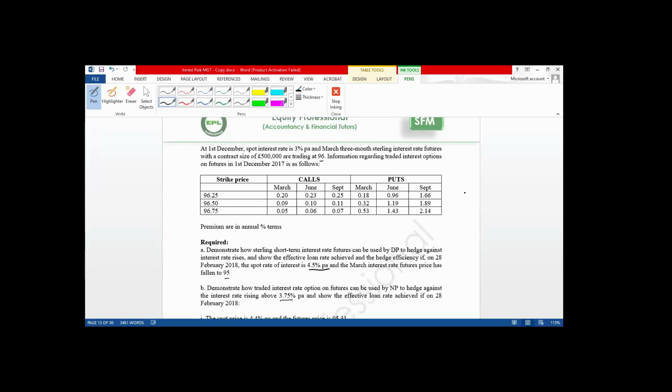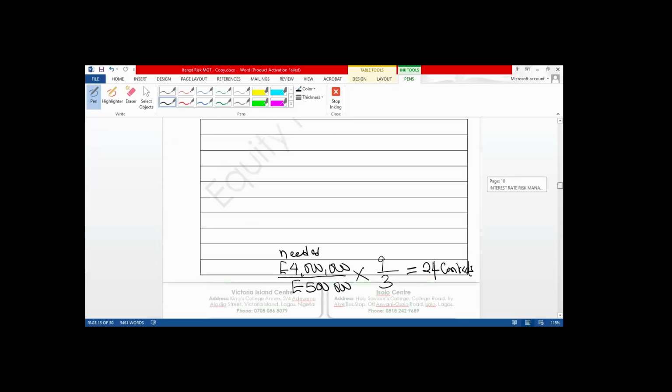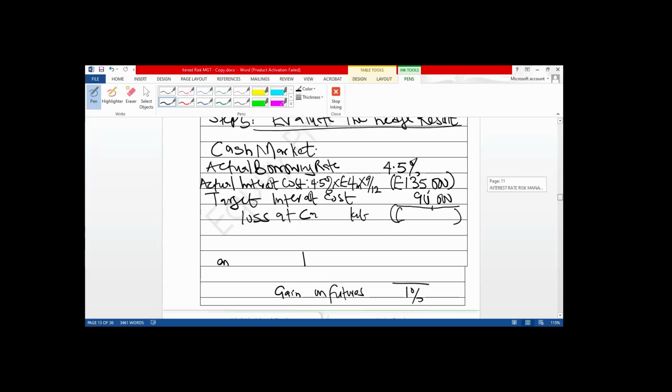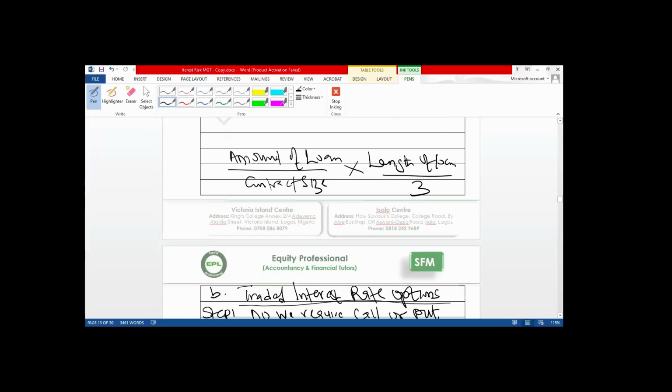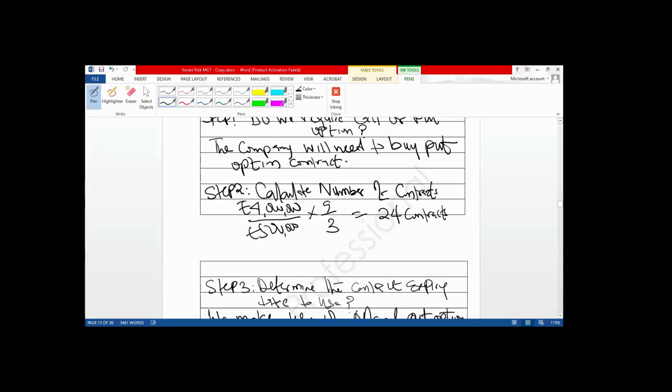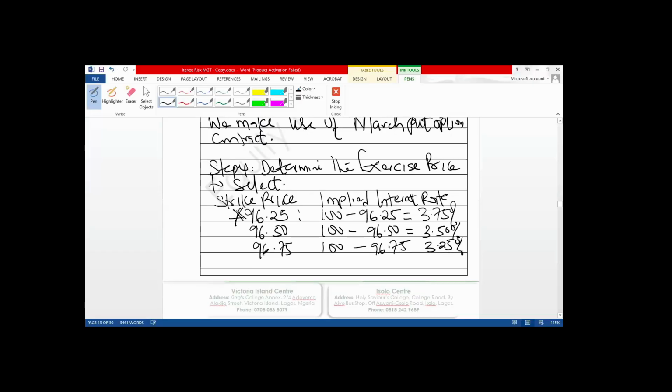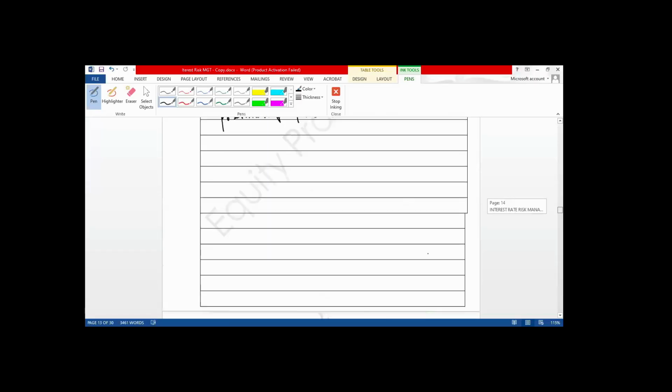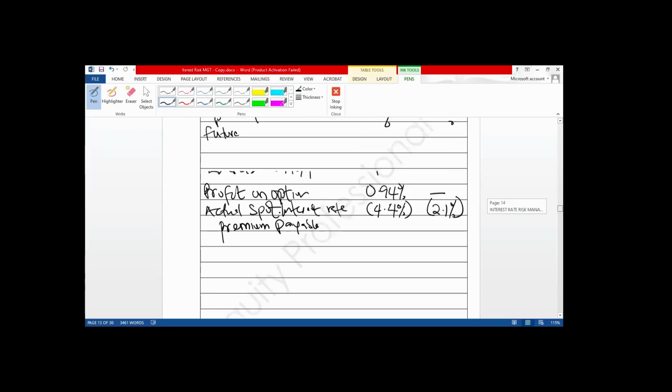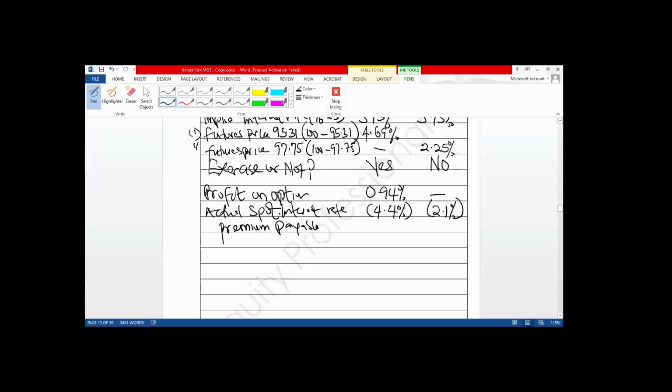Premium is an expense. You come here. The premium must be paid whether you exercise your rights or not. Premium payment here, 0.18%. Here, 0.18%.